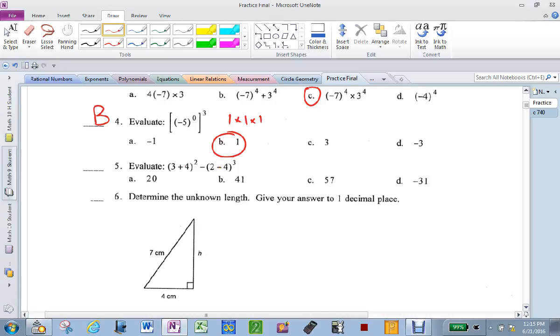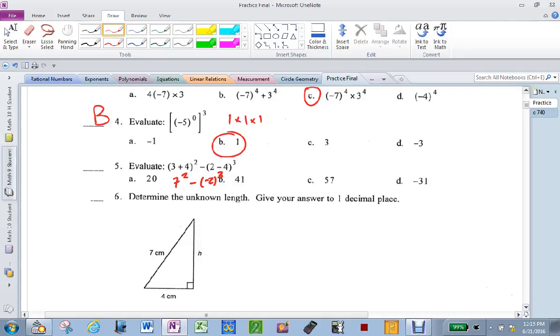What is the acronym that tells me the order in which I do math? BEDMAS. What does the B stand for? Do you see some brackets? Yes. What is 3 plus 4? 7, and that 7 is squared, yes? Minus. What is 2 minus 4? -2, and that -2 is cubed, correct?